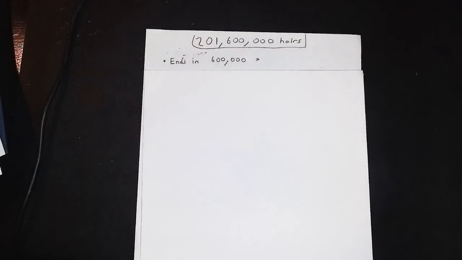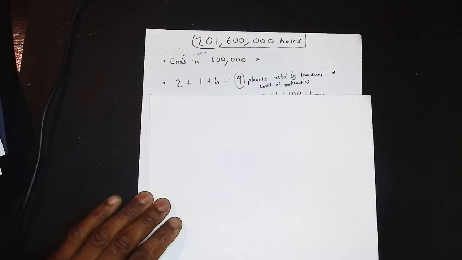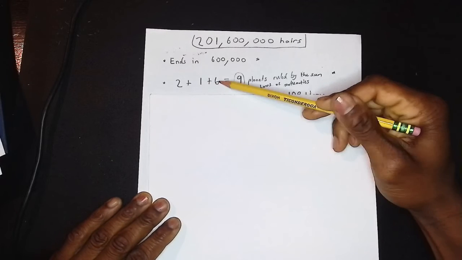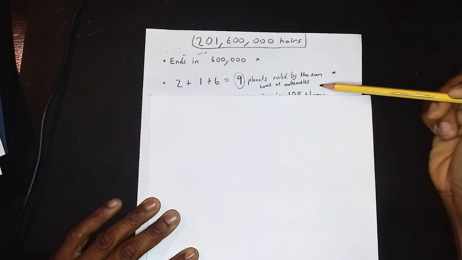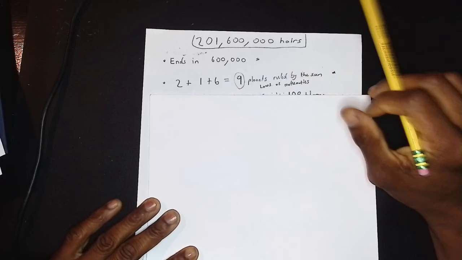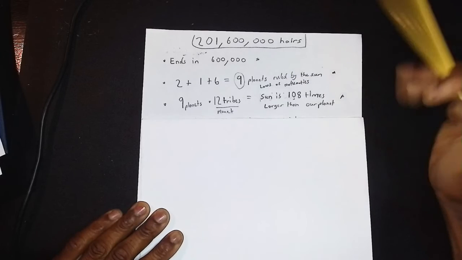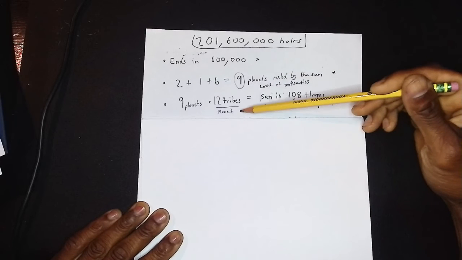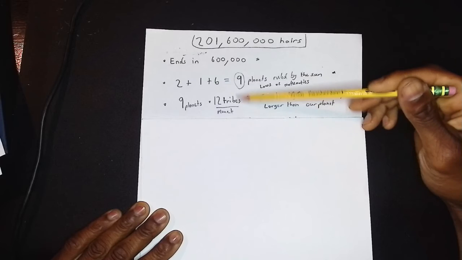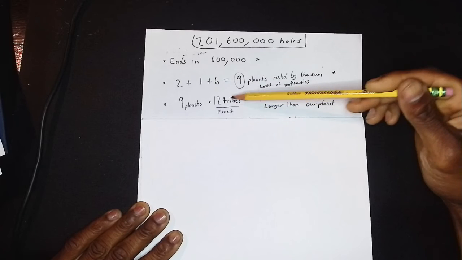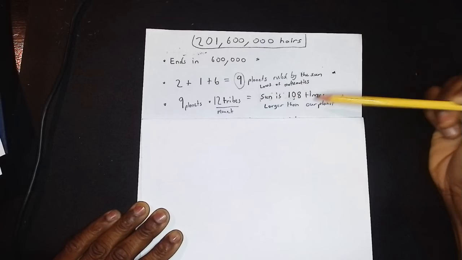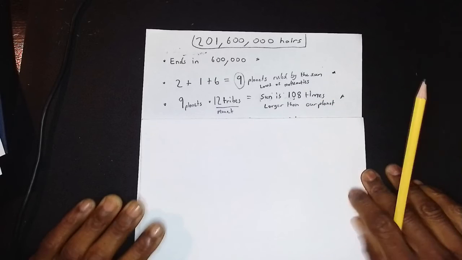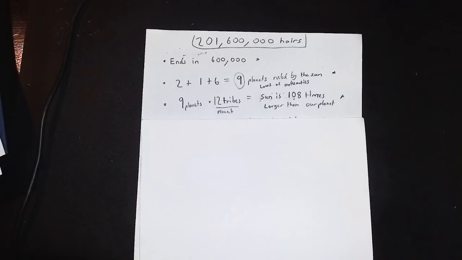So again, this one ends in 600,000. Now if we add the digits up, we get 2 plus 1 plus 6, and that's 9. So the 9 planets are ruled by the sun, and there's 9 laws of mathematics, as we just showed. Now, 9 multiplied by 12, and we'll get into a document for this 12, and the sun is 108 times larger than our planet. We know the basics: 9 times 12 is equal to 108.